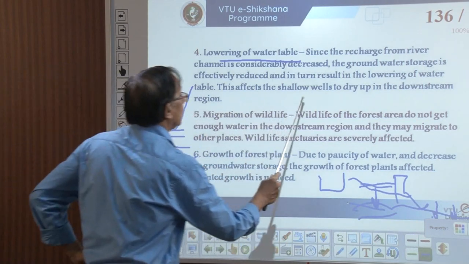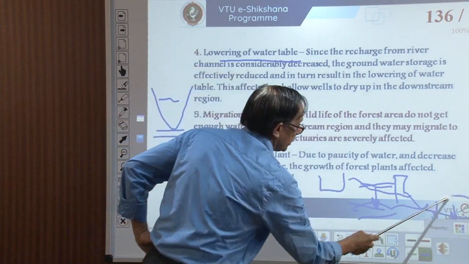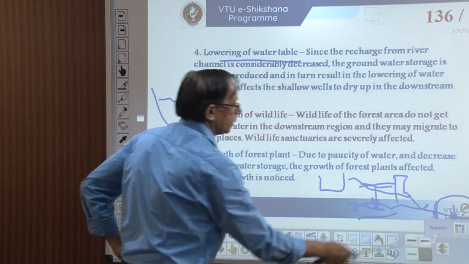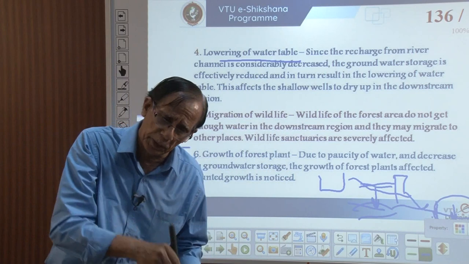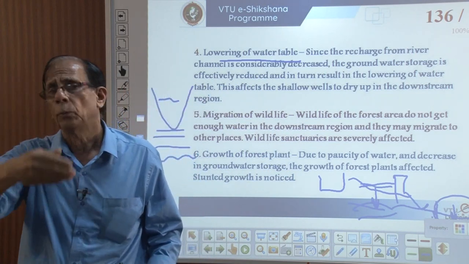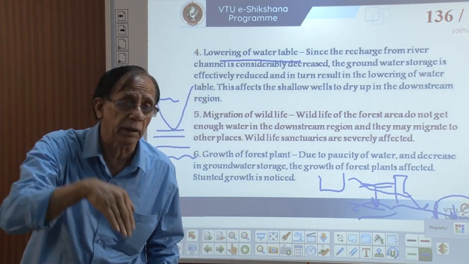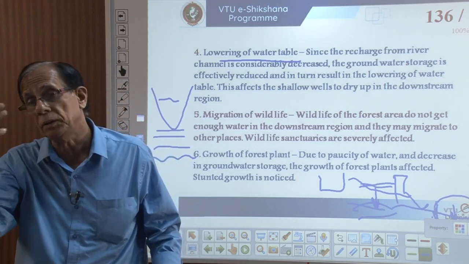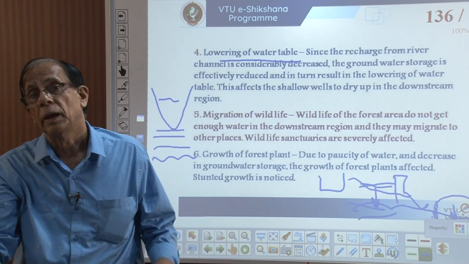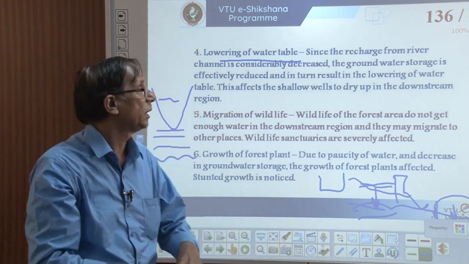This affects shallow wells, which dry up. If shallow wells are in the surrounding area, they get dried. People go for deeper wells, they suck water, but it is not getting recharged. You remove a lot of water, but it is not recharged. What happens? The aquifer is left with cavities.